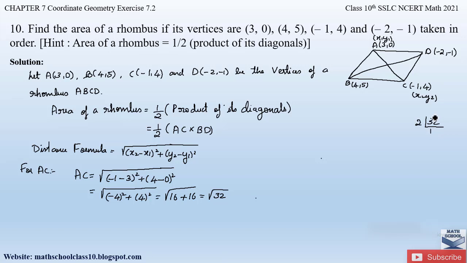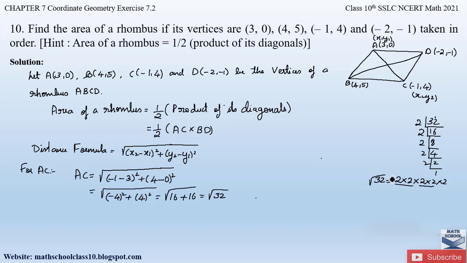So 2 1 times 2 carry 1. So 2 6 are 12, 2 8 are 16, 2 4 are 8, 2 2 are 4, 2 1 are. So what are the factors of 32 we got here? 2 into 2 into 2 into 2 into 2. Here pairing of two numbers is done. So these two numbers can come out of the square root.